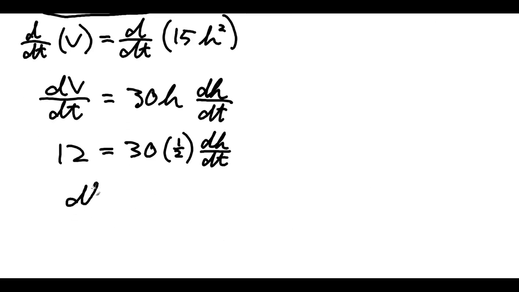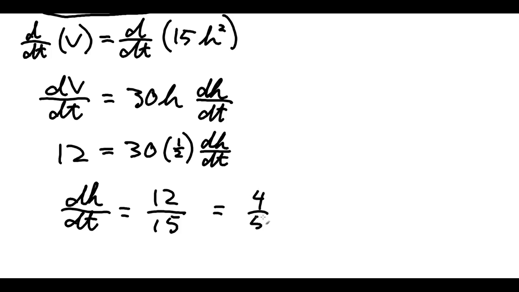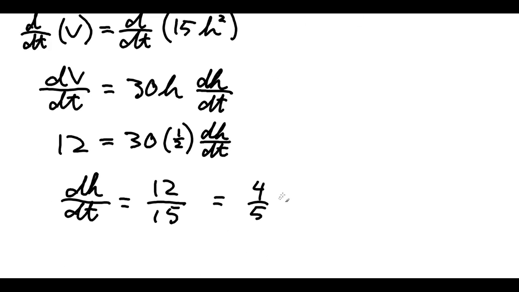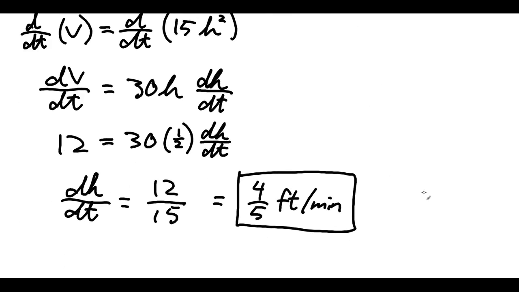So solving now for dh by dt, we have 12 divided by 30 times 1/2 is 15. And simplifying a bit, there's a common factor of 3, leaving the 5, meant to say. So we have 4/5, and what are the units for the height? That would be feet per minute, are the time units there. So 4/5 of a foot per minute would be the rate of change of height.